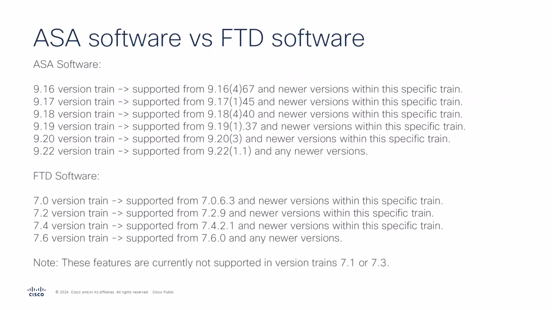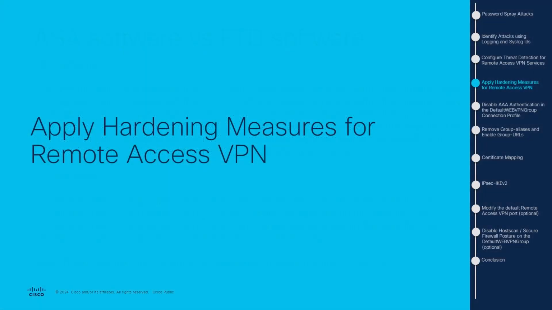These threat detection features are currently supported in the Cisco Secure Firewall versions listed here on screen for ASA software and for FTD software. We need to keep in mind that these new features are allowed on these versions, but these versions also mitigate the host scan vulnerability on your device. That's why it's the recommended action plan. Let's continue with applying hardening measures for Remote Access VPN.